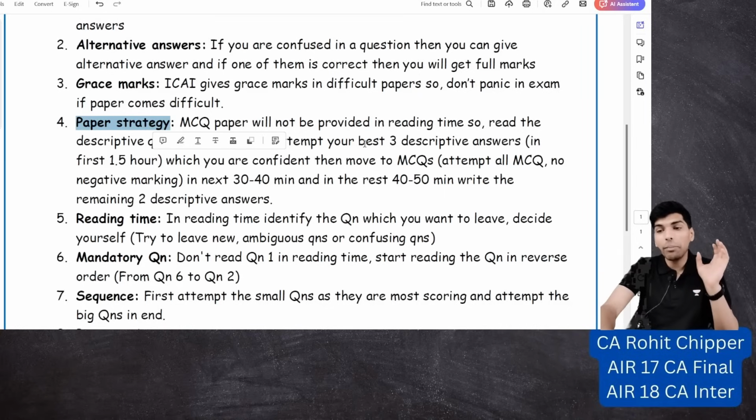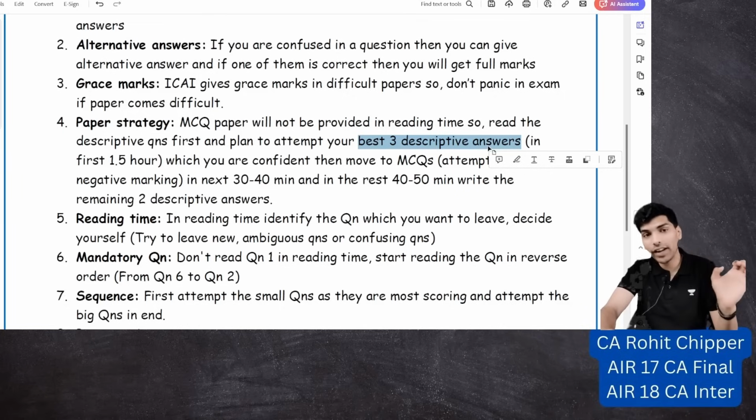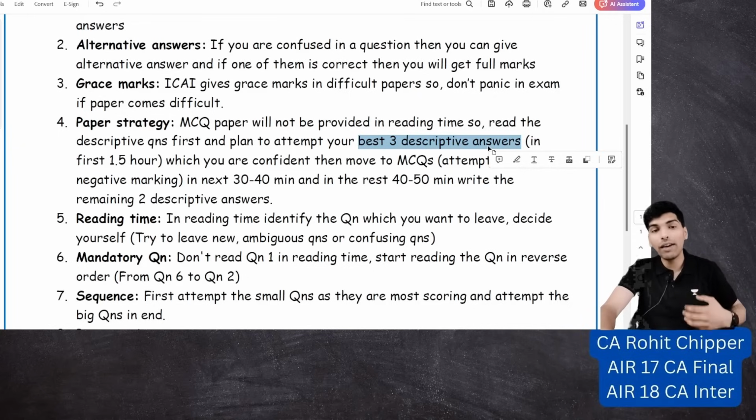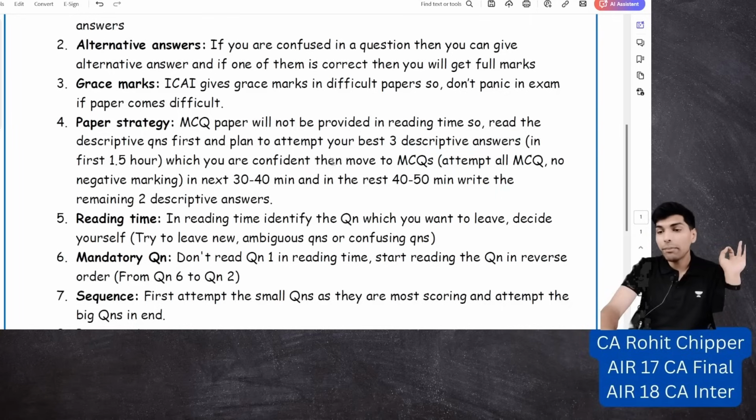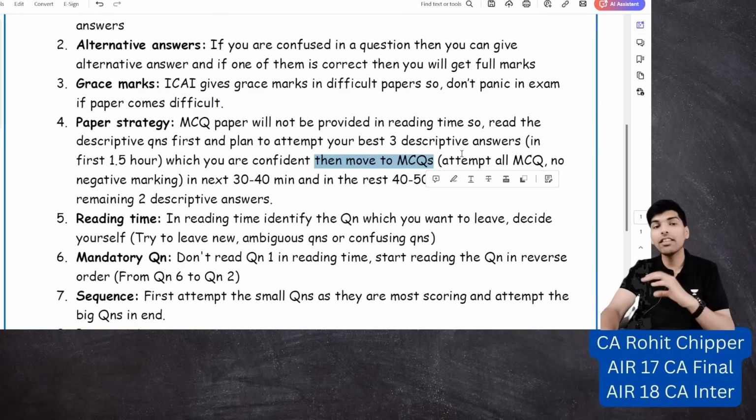Then start with your best three descriptive answers, which you are confident about. Always start with the question which you are the most confident about, because it will give you the confidence that you have attempted it correctly. Plus it will give a good impression on the examiner that in the first question you have scored good marks. Once you have done the three most confident descriptive questions, then move to the MCQ. In the MCQ, attempt all the MCQs, because there is no negative marking. Plus, you don't have to give any reason for the answer you have selected. You just have to fill the options in the OMR sheet and you will get the marks.